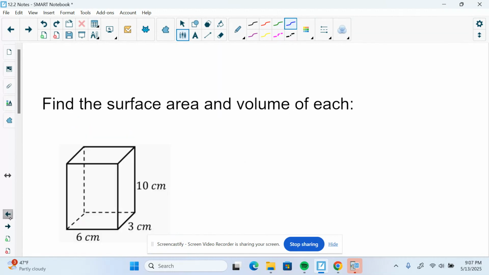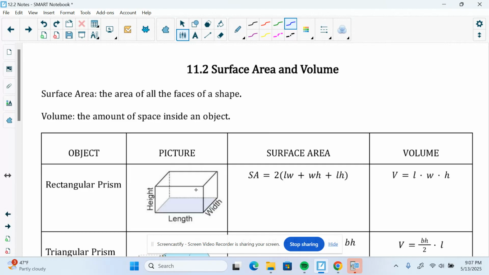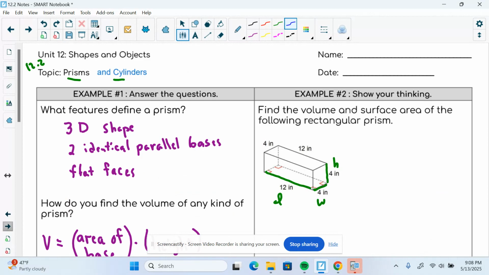If we go back to our formula right here for a rectangular prism, length times width times height. And there's a picture of it as just a box, right? Just a box. Okay, so volume. I'm going to do volume first. It's actually easiest. I'm going to do length times width times height. So 12 times 4 times 4.